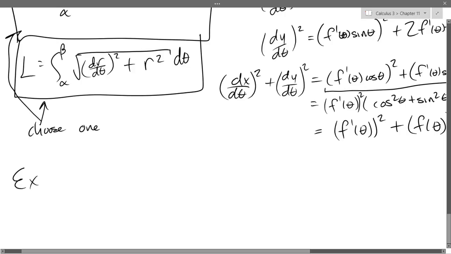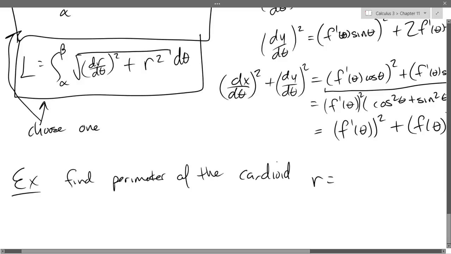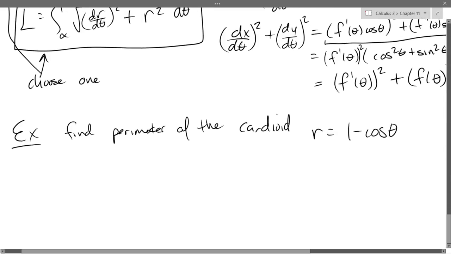This is our last example. Oh, last example in chapter 11. All right. So we're going to find the perimeter of the cardioid. I think we graphed this and talked about why you can go 0 to 2π.